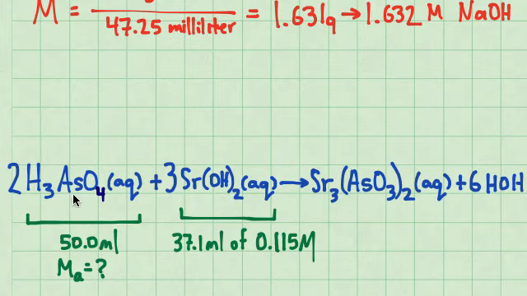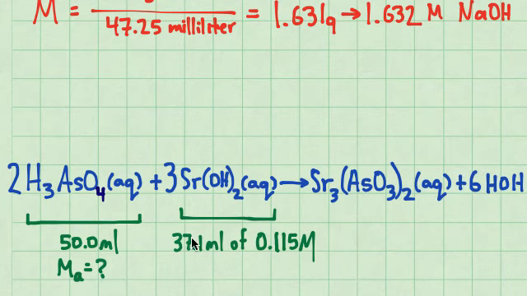Lastly, arsenic acid. I think this is arsenic acid. It's a triprotic acid, so 3 hydrogens. And this is a diprotic base, strontium hydroxide. You'll notice a 2-to-3 ratio. That's a salt. That's water.